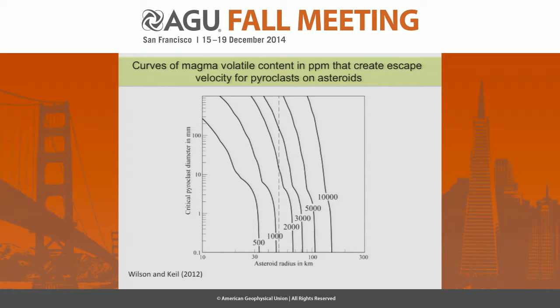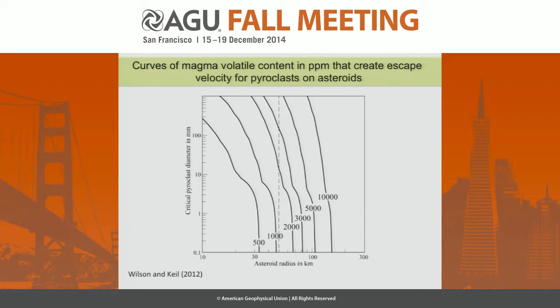That is to say, you had a positively buoyant melt that melted from a silicate that had not been efficiently dried through radiogenic heating. And what you're seeing here is the size of the pyroclast diameter on the vertical axis, the asteroid radius, or the planetesimal radius, on the horizontal axis, and each of those curves shows the parts per million in volatile content of the magma.